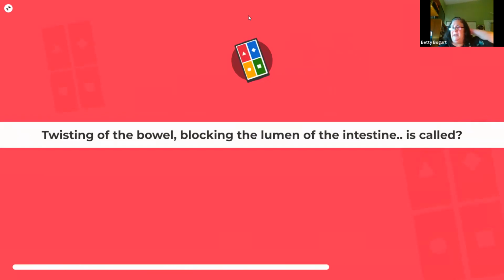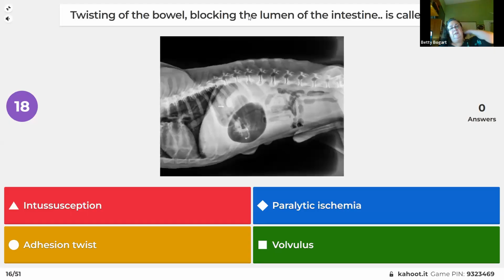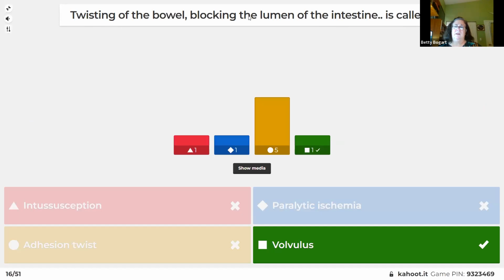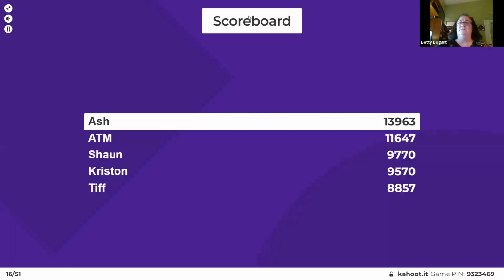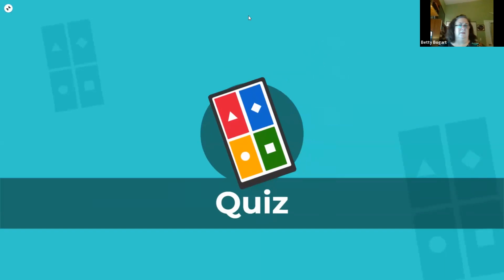Twisting of the bowel, blocking of the lumen of the intestines is called... I told you these are the things that look like an appendix, but it isn't. They're a lot less frequent, but they do occur. And it's called a volvulus. And this is a twist on itself, sometimes in a knot, sometimes they're wrapped around different structures, and it doesn't allow stool to flow, and it causes pain just like an appendix does.